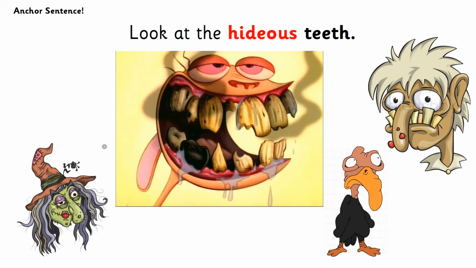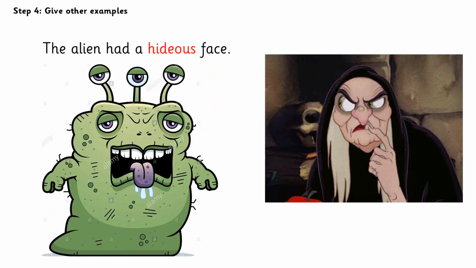Okay. So we've got hideous teeth, hideous bird, hideous witch, and a hideous man. Can you think of anything else that you think is hideous and say your own sentence? Super. Right, so let's have a look at some more sentences then.